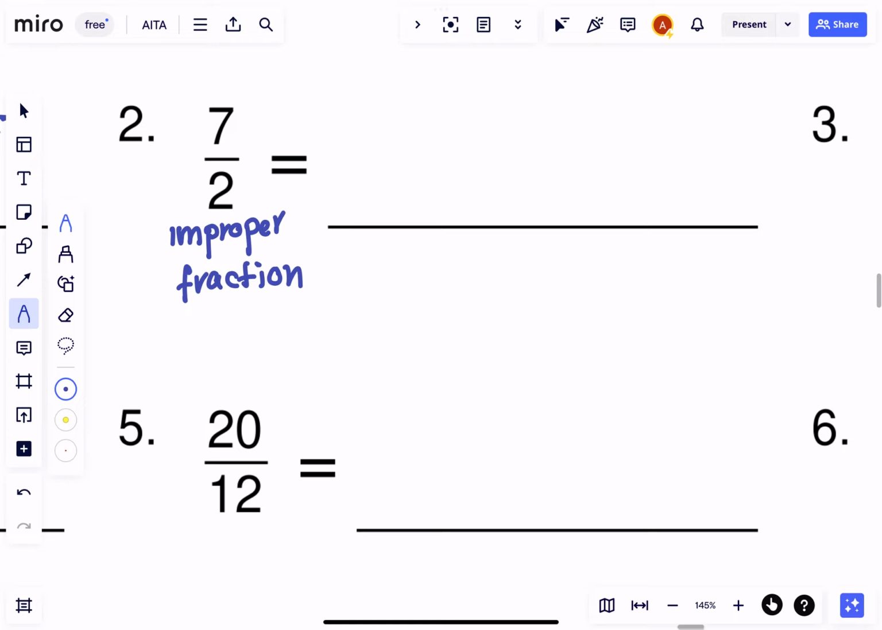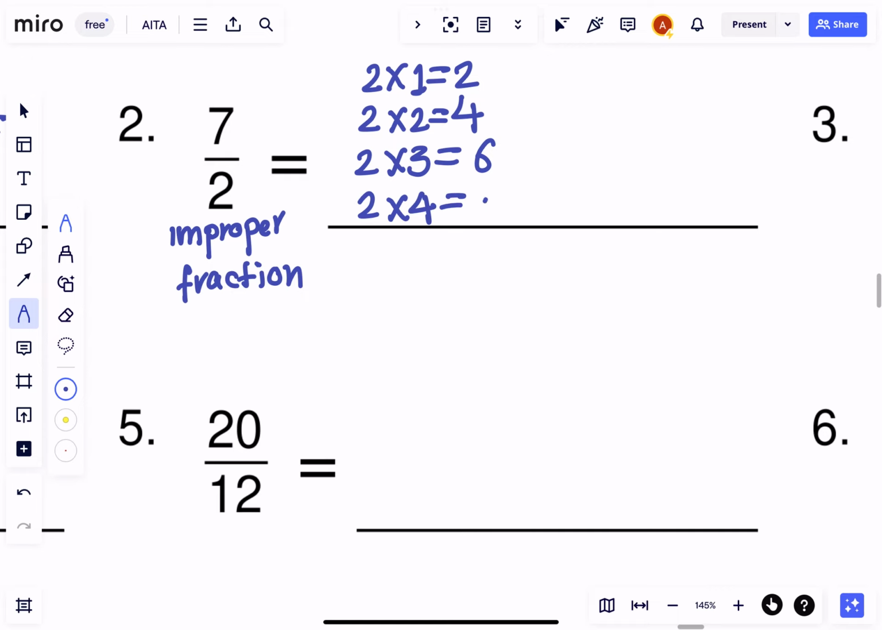Okay, beta. So coming back, you've got an improper fraction, and so we start with 2. So 2 times 1 will give you 2, 2 times 2 gives you 4, 2 times 3 gives you 6, and 2 times 4 gives you 8. So now you can see that 7 sits between 6 and 8. So the farthest that we can go is actually 2 times 3.